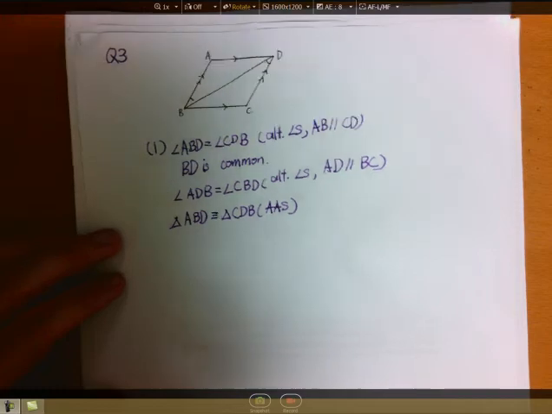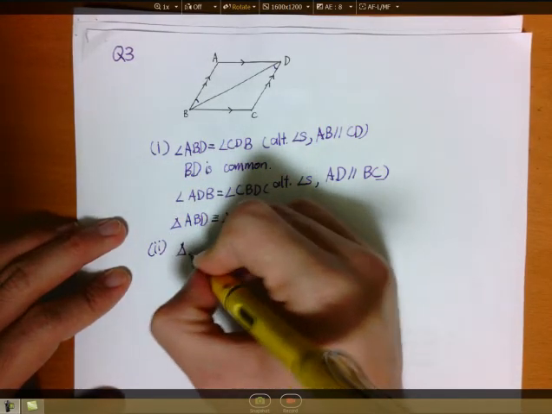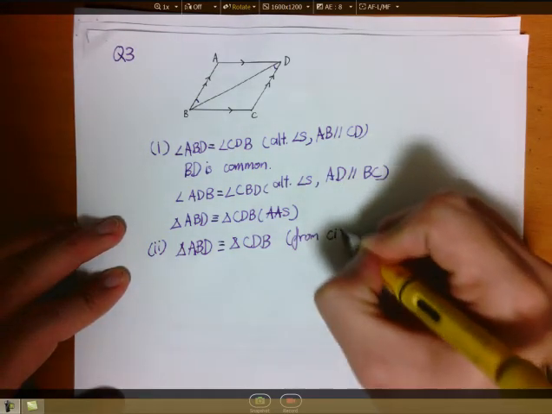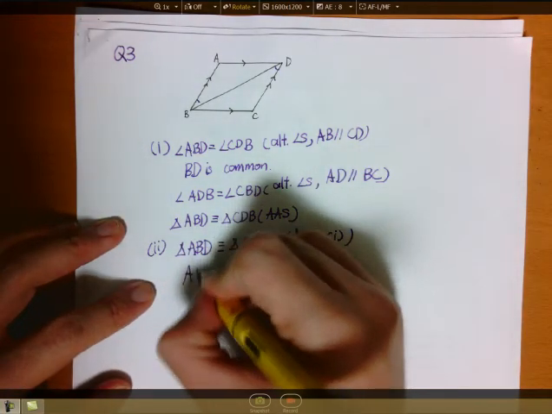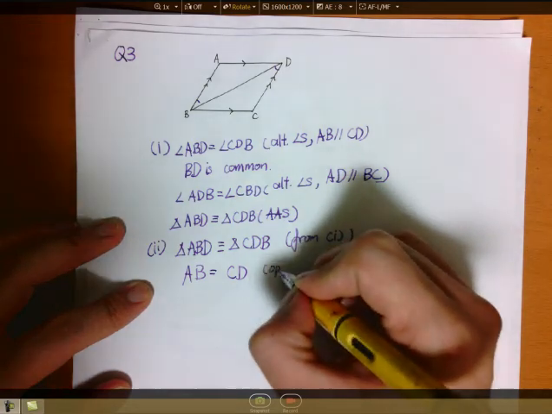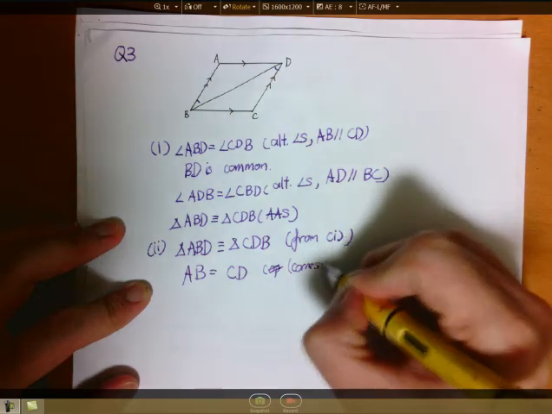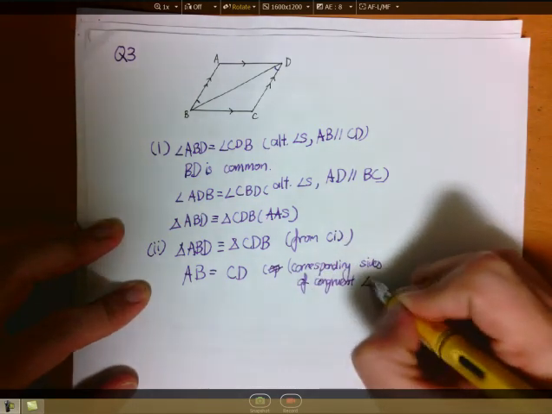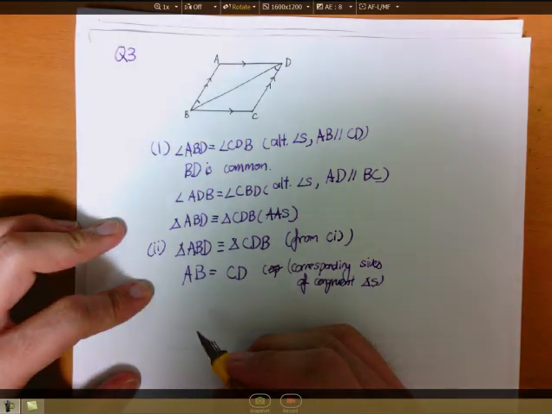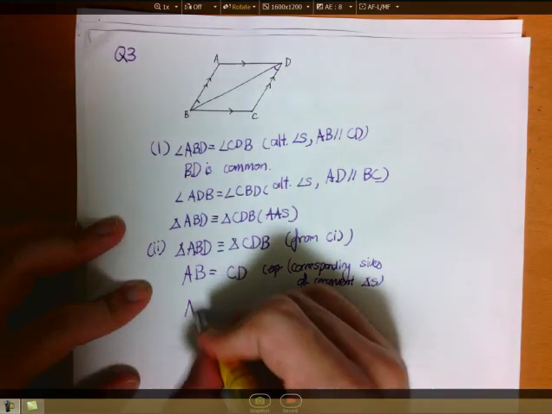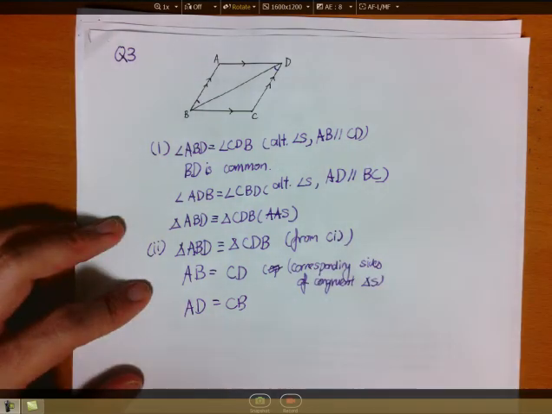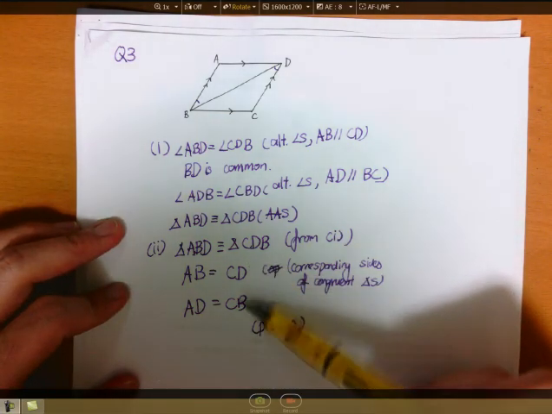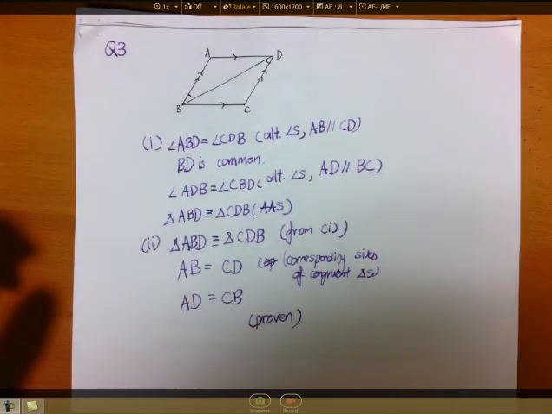So this one's simple enough. From part 1, I have triangle ABD is congruent to triangle CDB. Then I know that AB equals CD, the corresponding sides of congruent triangles. Similarly, I will also prove that AD equals CB, same reason: corresponding sides of congruent triangles. Hence, as asked in the question, I have proven that the parallelogram has two pairs of equal sides. And we are done with question 3.